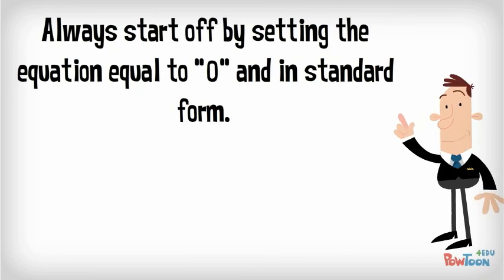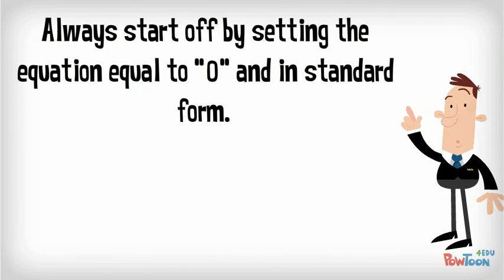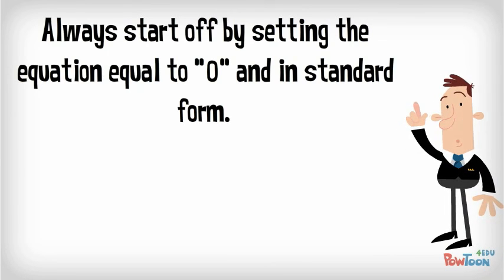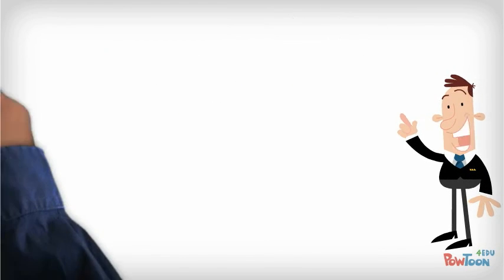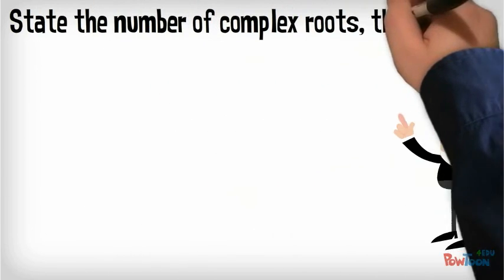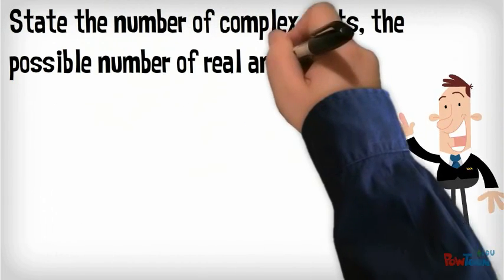Set one side equal to 0. Then if you can factor it, factor it. But if you can't, then we have some different ways. We're just going to start looking for rational roots, all sorts of different ways.